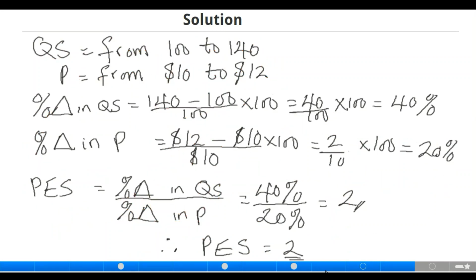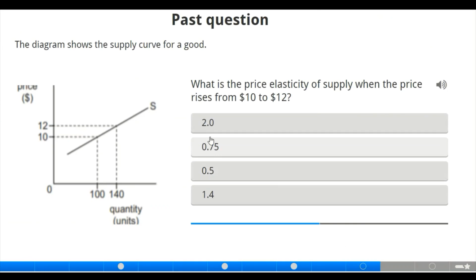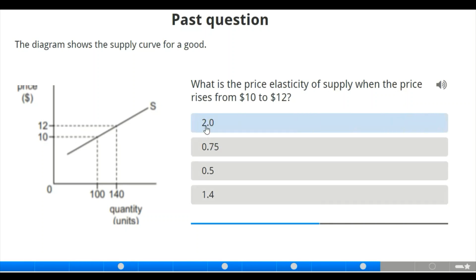Now let us choose our answer out of the options. Our final answer is 2. Now let us check the options. We have 2.0, 0.75, 0.5, 1.4. Of course, our answer is 2.0.